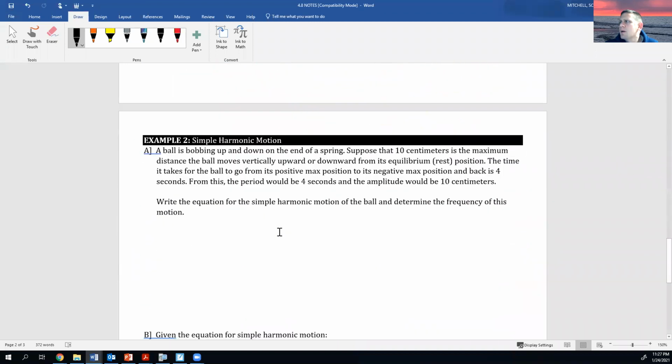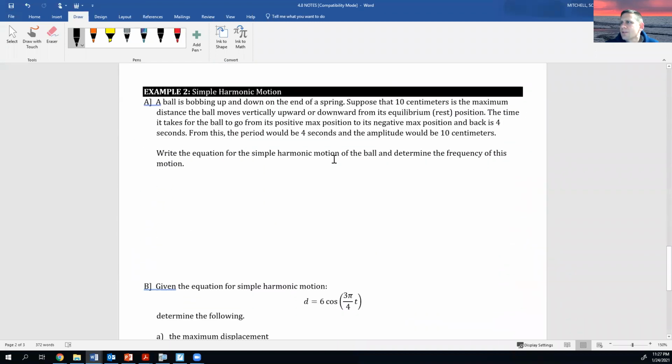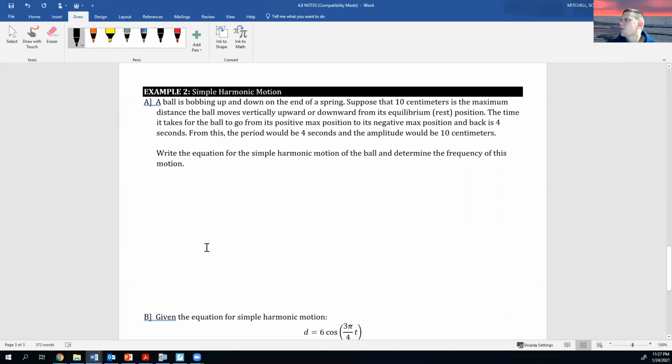So a ball is bobbing up and down on the end of a spring. That sounds like we're going to use sine. Okay. Suppose that 10 centimeters is the maximum distance the ball moves vertically upward or downward from its equilibrium position. The time it takes the ball to go from its positive max position to its negative max position and back is 4 seconds. From this, the period would be 4 seconds and the amplitude would be 10. So that's some information that we need.